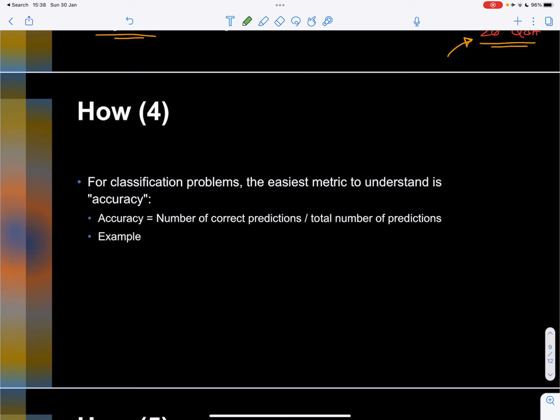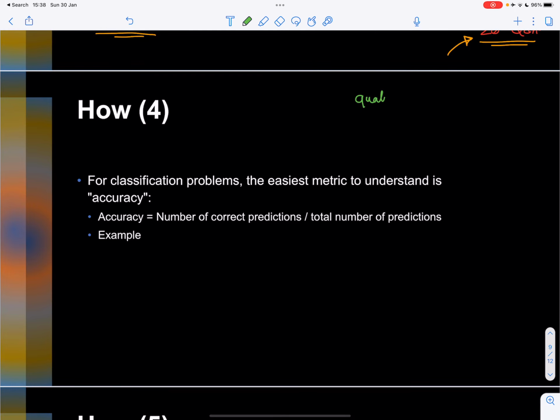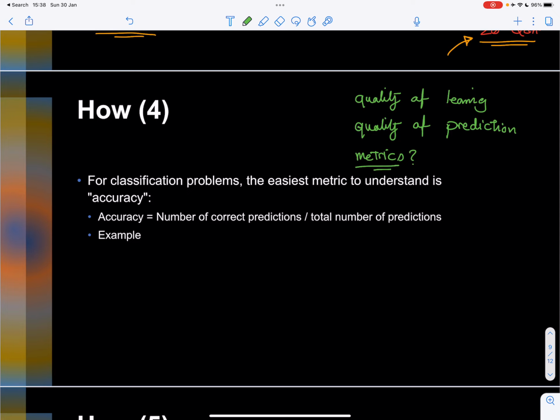So for classification problems, till now we talked about quality of learning and we need to measure it. And we measure it from a proxy, which is quality of prediction. But how actually? We said that there are different metrics. But actually how?